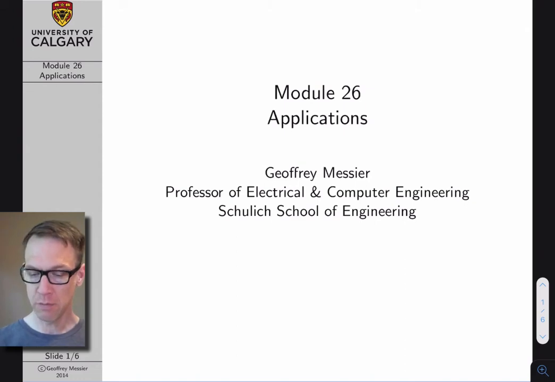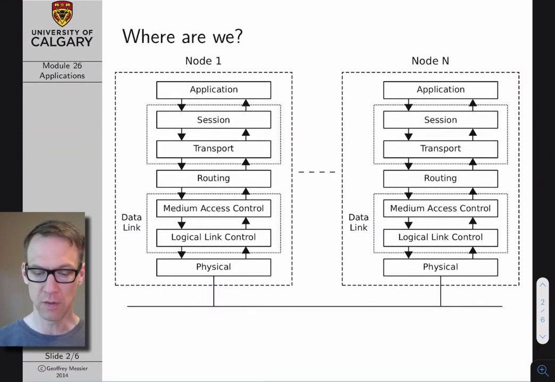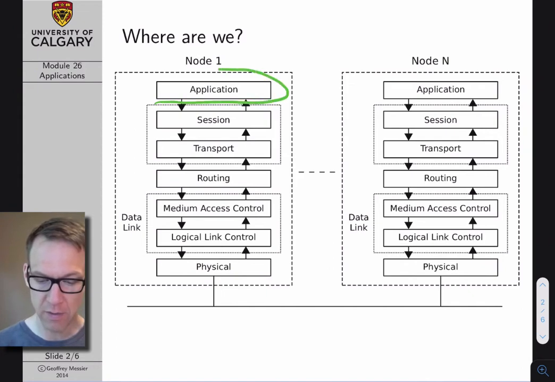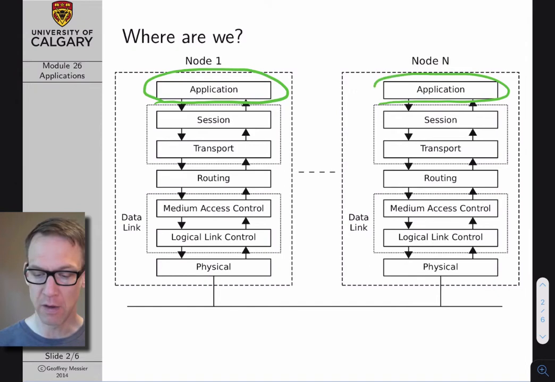So, like we've been doing all the way along in this series, when we progress to the next big section, we step back for a second and use the OSI protocol stack to take stock of where we are. At this point, we're almost done our discussion of the whole protocol stack because we are now at the application layer, at the very top of the protocol stack.